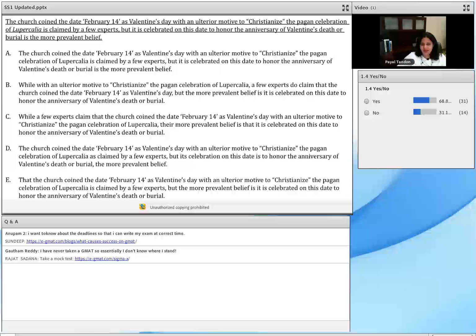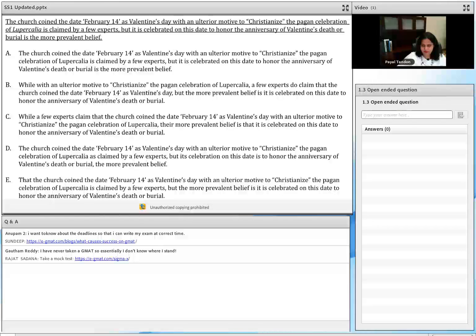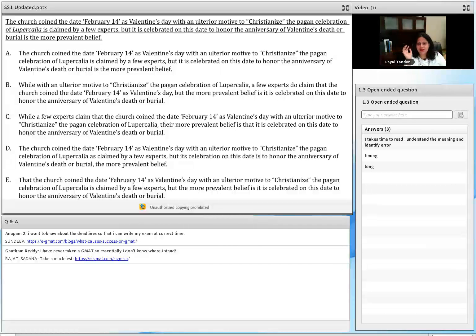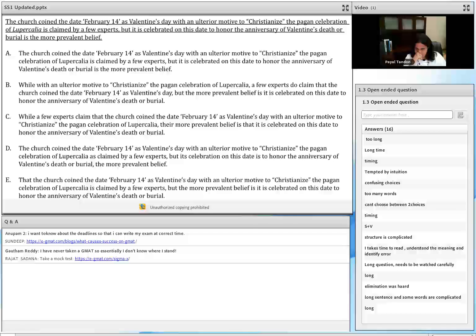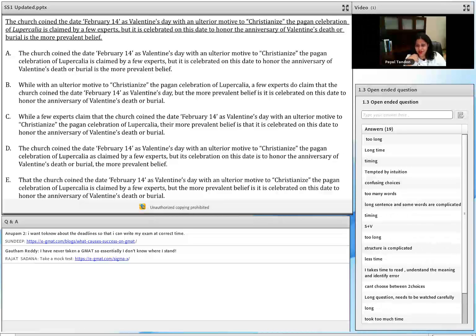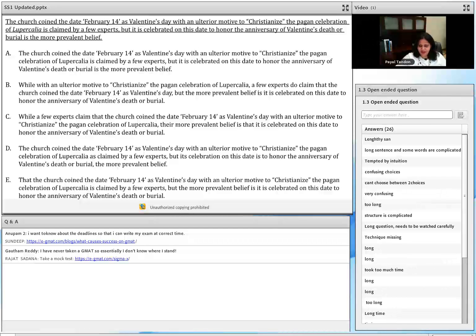Okay, good. Now, were there any problems that you faced while solving this question? Were you confused about certain stuff? Were you wondering, if I knew this, I would have been able to answer this question, or if I had more time? Too long a sentence, some words are complicated, tempted by intuition, confusing choices. Too long, structure is complicated, takes time to read and understand the meaning, understanding every piece of the sentence, too many words. And this is a very typical sentence correction question. It's nothing out of the ordinary.